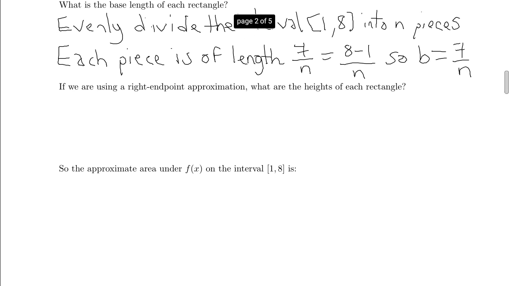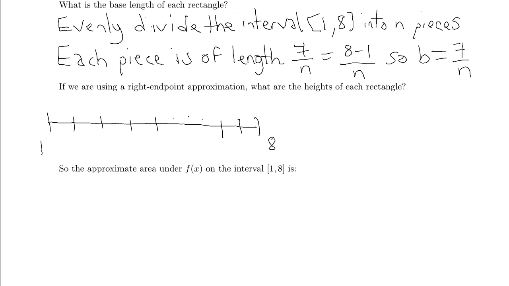Okay, so then the next question is a little bit trickier. If we're using right endpoint approximation, what is the height of each rectangle going to be? In order to figure this out, let's draw a little number line here. Our number line starts at 1 and it goes to 8. And I'm just going to do my best at drawing n equal pieces. Of course, we don't know what n is, so I'm going to put a dot, dot, dot there. So there's some arbitrary amount of pieces that we are cutting this interval into, and so we have x1 and x2 and so on.